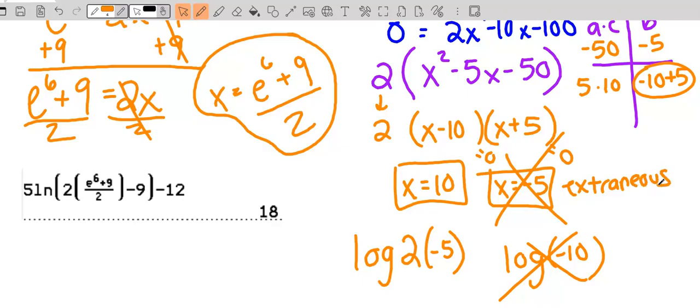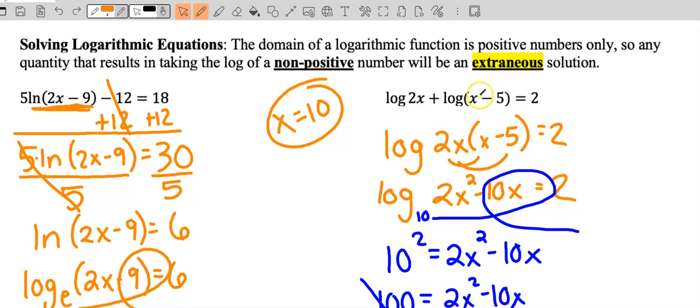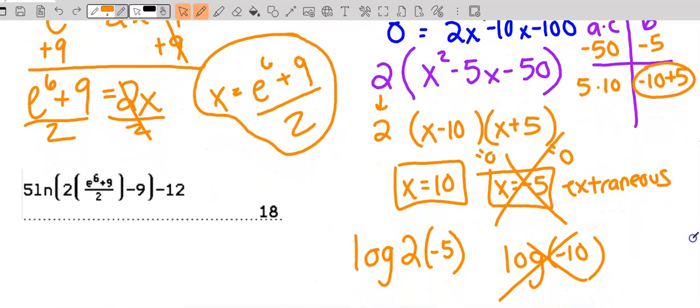And it does not work. 10 works though, because if you plugged in 10, you would have 2 times 10. You could log 20. Same thing right here. If you plugged in 10, you would have 10 take away 5, and that's a positive 5. So we could do this problem because it's not a negative number. Cool? So, look at all that beautiful math you just did.